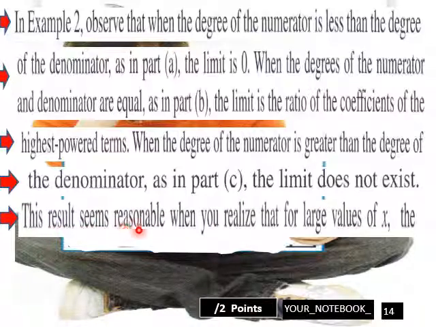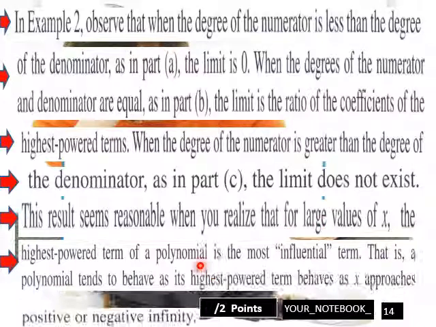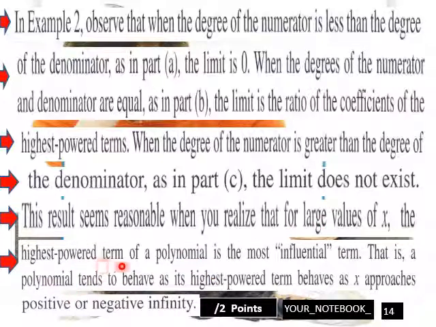This result seems reasonable when you realize that for large values of x, the highest powered term of a polynomial is the most influential term. That is, a polynomial tends to behave as its highest powered term behaves as x approaches positive or negative infinity. So that's a good note there to take down and to remember.